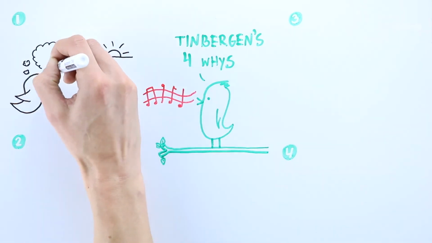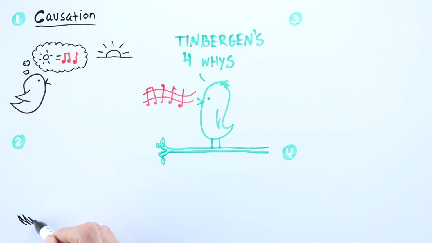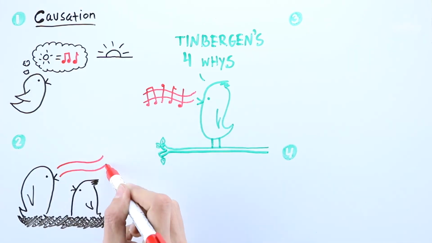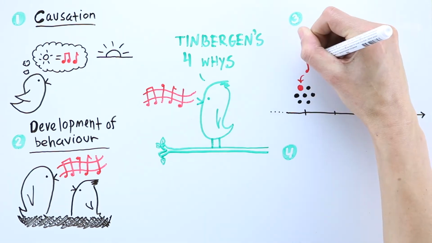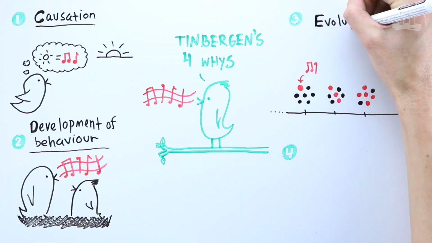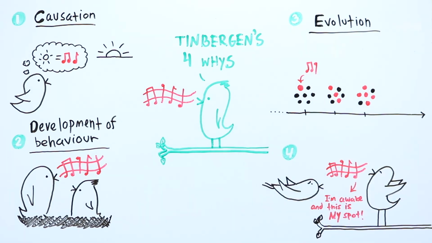1. What makes an individual show a certain behavior? Causation. 2. How did an individual develop the ability to show this behavior? Development of behavior. 3. How did this behavior evolve? Evolution.